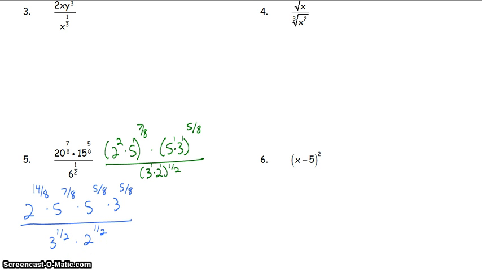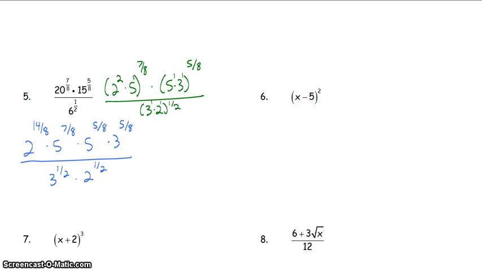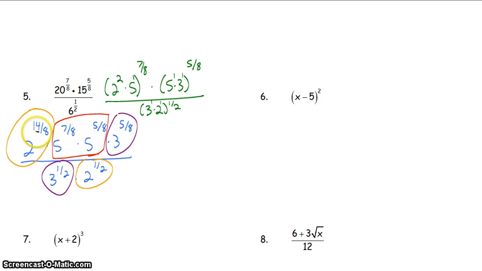Now, before you think about rationalizing, which sometimes you do have to do, double check to see if you have any common base numbers. Right now I can see that I have common base numbers, and I can divide these. When you divide the same base, you subtract the exponents. I have 2 to the 14/8 over 2 to the 1/2. Turn this into eighths. This turns into 4/8. So 14/8 minus 4/8 is 2 to the 10/8 on top.